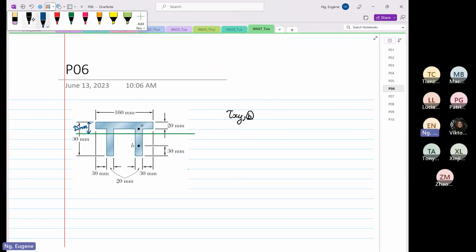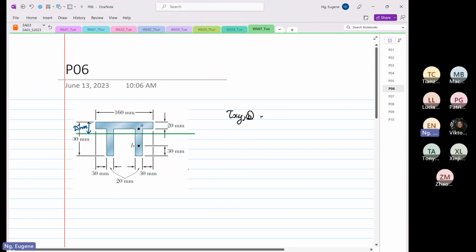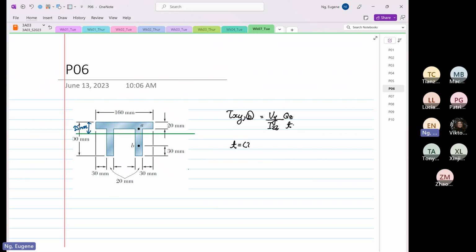Again, the formula we're going to apply is very straightforward, nothing to panic about. Whether it is point A or point B, we know that Vy is constant and Izz is constant. We only need to find what our Qz and t are. So t, we know over here, is twice for left and right, and the thickness is 0.02, so this is equal to 0.04 meters. Next we have to find our Qz.